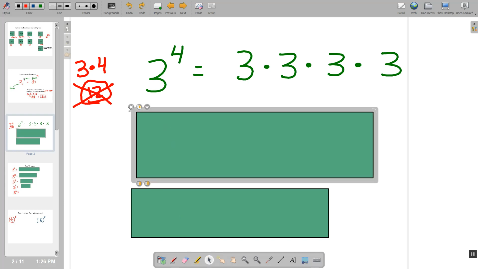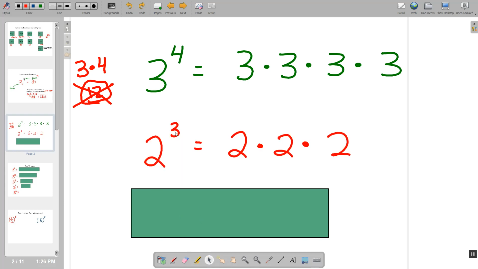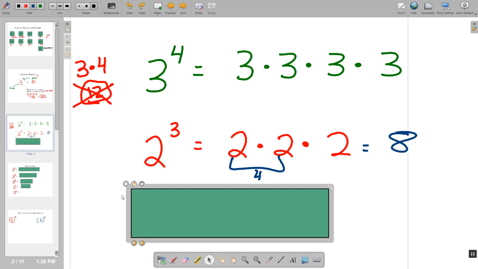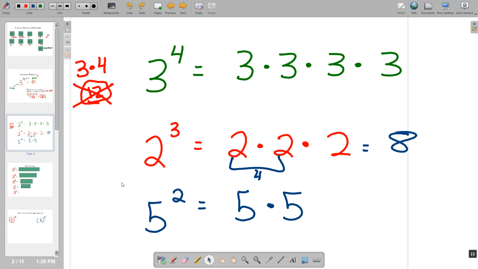Let's do a couple quick examples again. 2 to the 3rd power is equal to 2 times 2 times 2, 3 times because of our exponent. 2 times 2 is 4. 4 times 2 again is 8. And for our last problem, 5 squared is equal to 5 times 5. So 2 5s, and 5 times 5 is equal to 25.